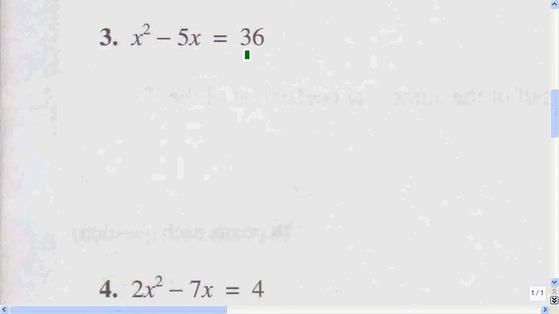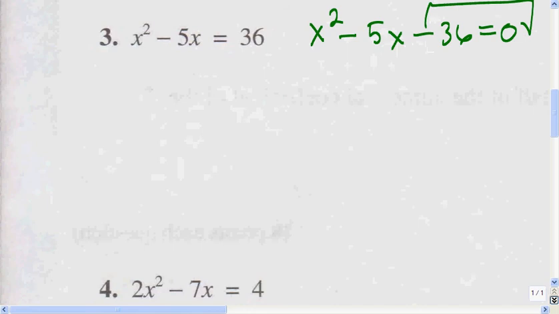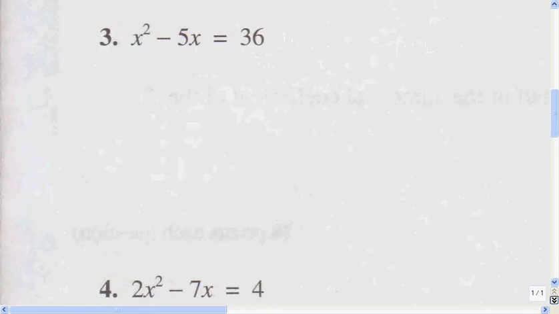Okay, in this one, they have already done part of the problem for us. They moved the 36 already over to the right side of the equal sign. What it would have looked like if they hadn't done that would have been like this. But since they moved the 36 over here, it looks like this, okay? So they did that part for us, which is a good thing.